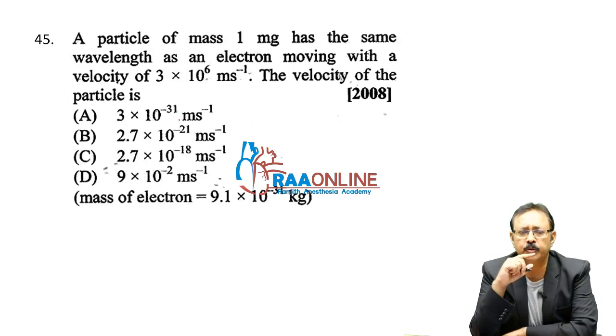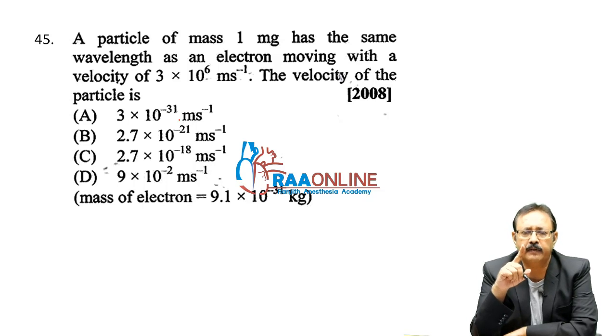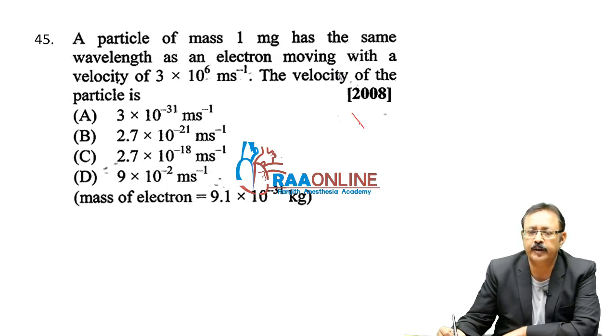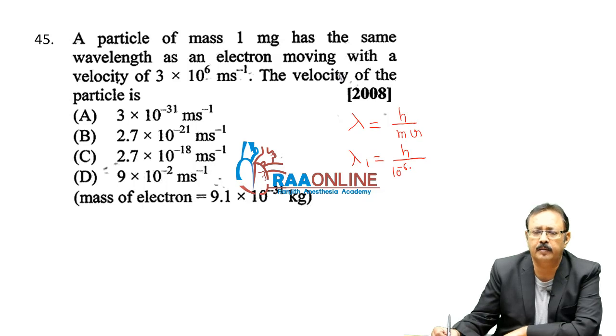Next, it is from 2008 AIPMT. A particle of mass 1 milligram has the same wavelength as an electron moving with a velocity of 3 into 10 to the power 6 meter per second. The velocity of the particle is? What they are saying, a particle of mass 1 milligram has the same wavelength. What is the formula for de Broglie wavelength? h upon momentum. For first, lambda 1, mass was 1 milligram. 1 milligram means 10 to the power minus 6 kilogram.